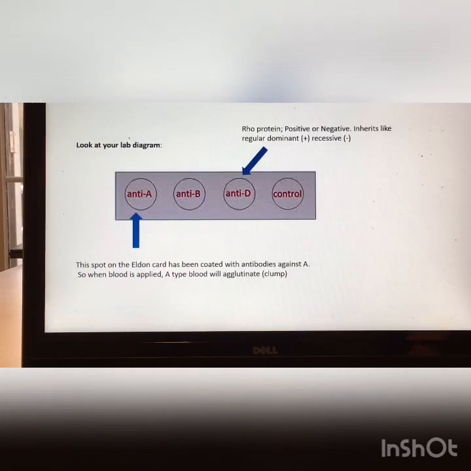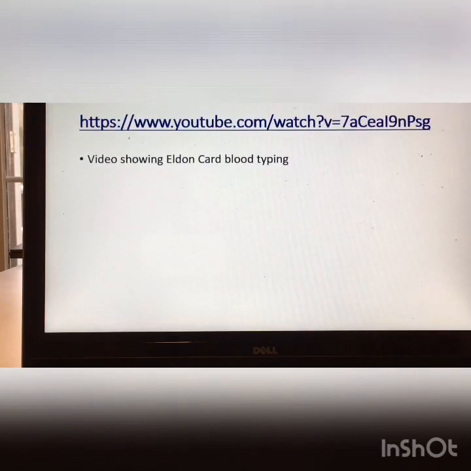And the I that you have been using for all your blood typing problems, like the capital I^A and capital I^B, and the two little i's for O blood type, stands for isoagglutinogen, and it's kind of related to the word agglutinate. So here I'm going to click on a little video showing you somebody actually doing blood typing using an Eldon card.